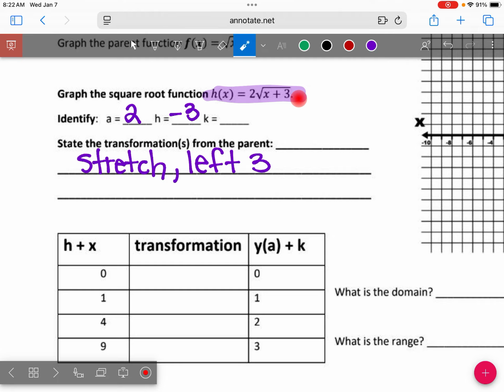There is nothing in the back. Nothing in the back. So if you don't see a K value, that means it's 0. So this graph does not go up or down. It's only stretching and moving to the left. All right, so we're going to take that H value right here. I'm going to add it to all of my X values. So go ahead and do that. So you got negative 3 plus 0, negative 3 plus 1, negative 3 plus 4.